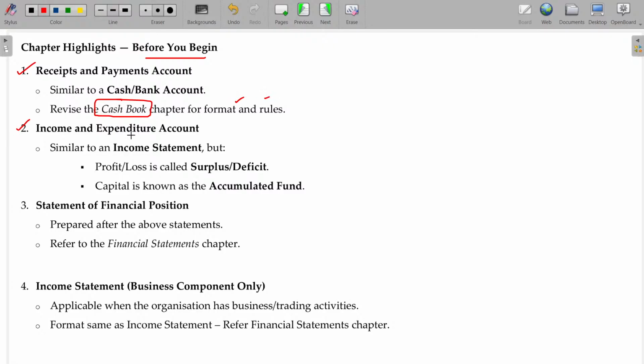And you need to understand the income and expenditure account also. This income and expenditure account we are supposed to prepare here is similar to the income statement you might have studied in earlier chapters. Profit and loss is called that here. In an income statement, the balance will be called profit or loss. But in the case of income and expenditure, it will be named surplus or deficit.